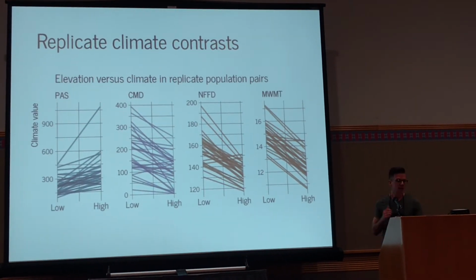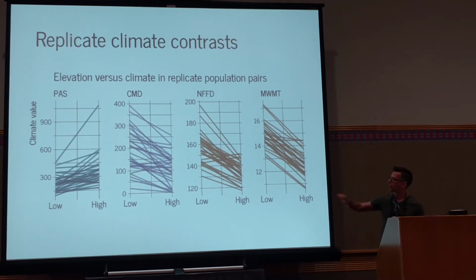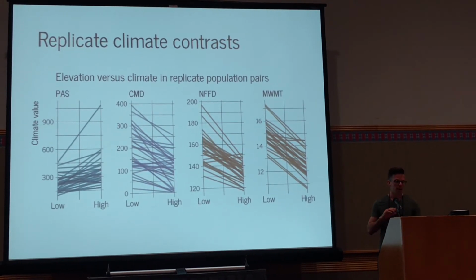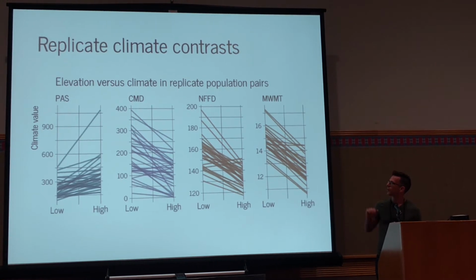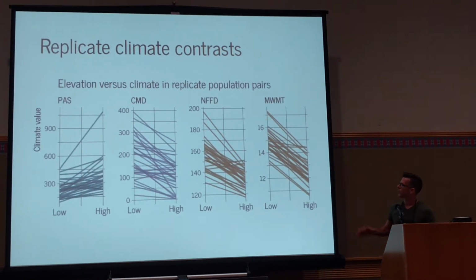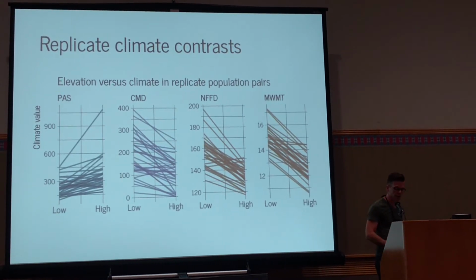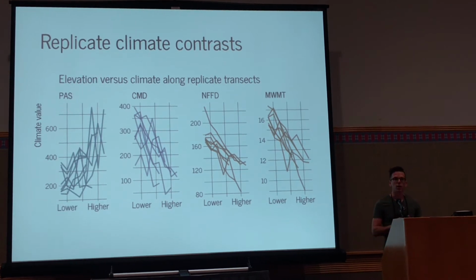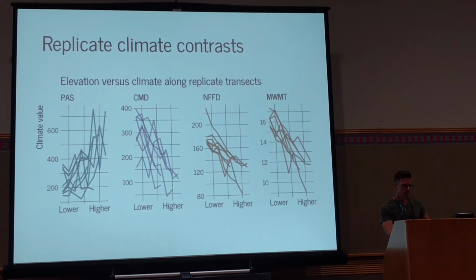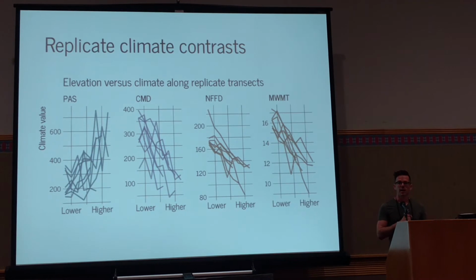And mean annual temperature in this landscape is correlated with a bunch of other stuff, which all sort of aligns with elevation. So these are other climate variables for the same site sets that I just showed you and the population pairs. Precipitation as snow goes up at high elevation, surprise. The climate moisture deficit, an index of water stress, goes down. We have higher precipitation. The number of frost-free days generally goes down at higher elevation. Mean temperature in the warmest month goes down at higher elevation. Here's what that looks like for the transects. These are noisy, but these are the broad trends that separate these populations along these replicate contrasts. So in general, I'm going to refer to these as elevational contrasts.